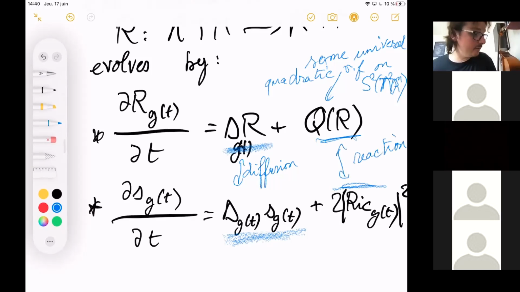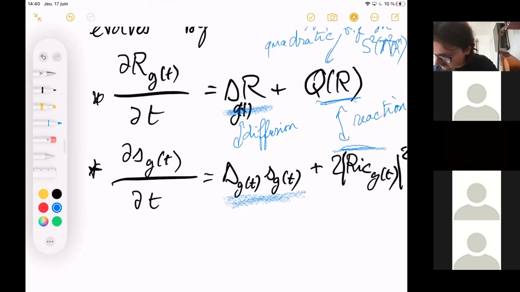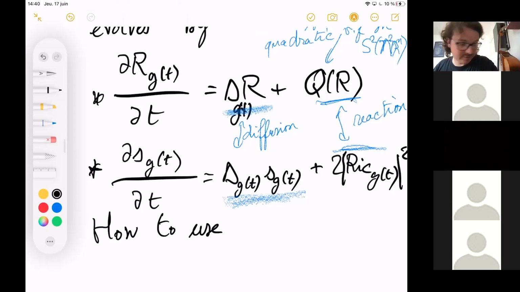And how do you use that kind of equations? Okay, so how to use those evolution equations?